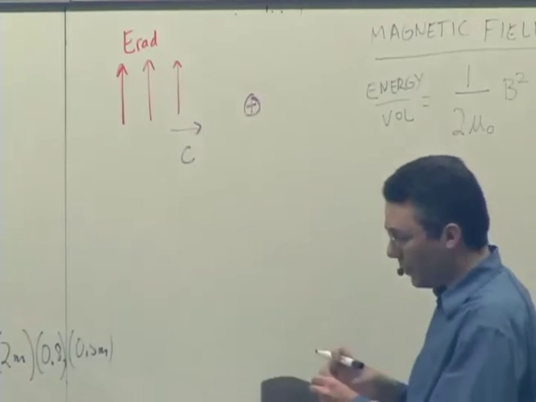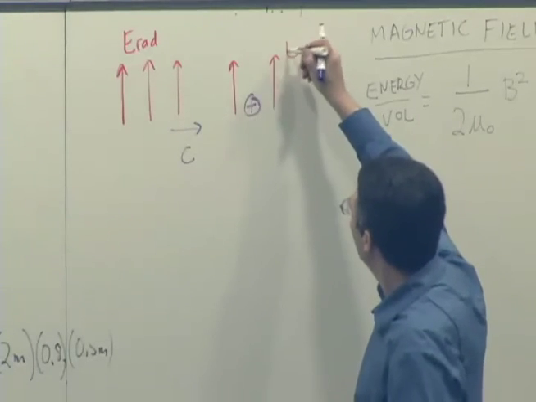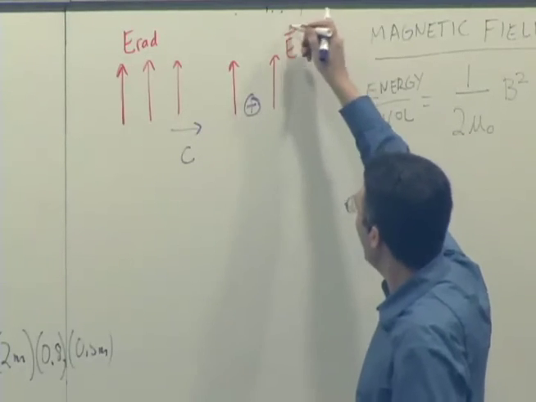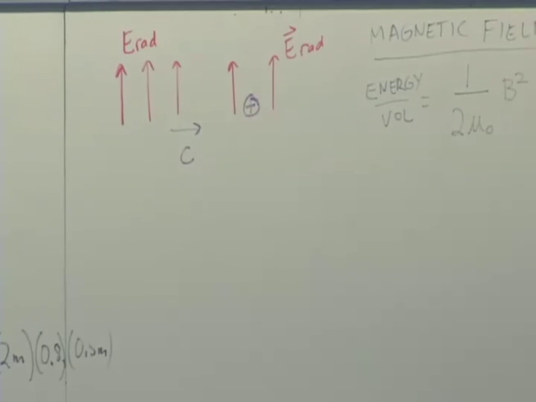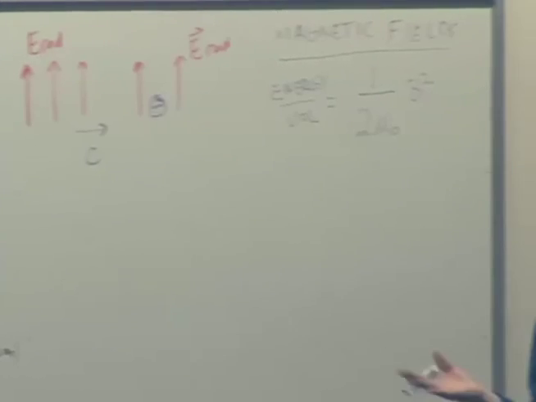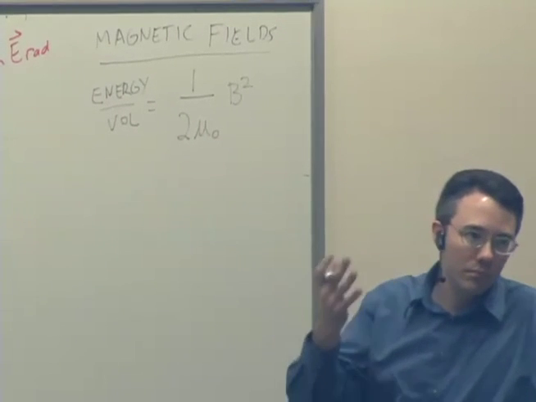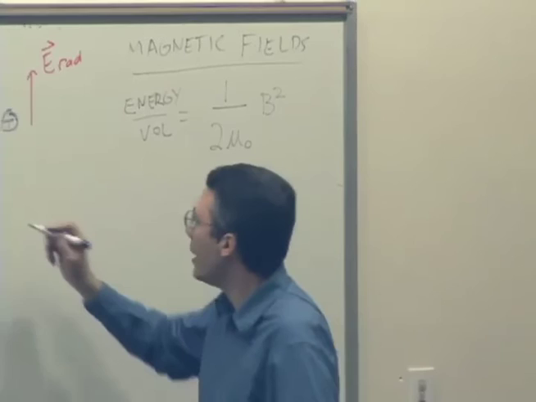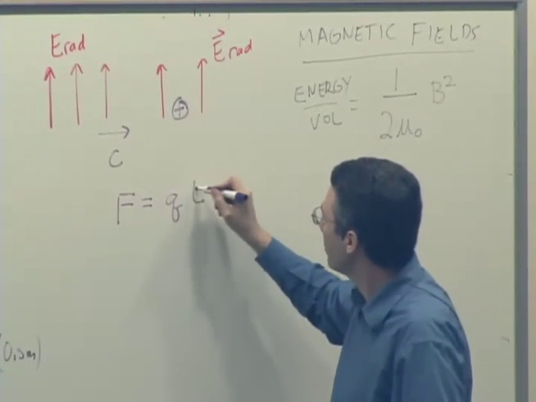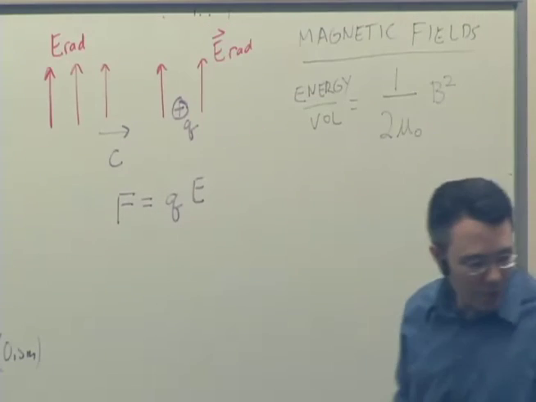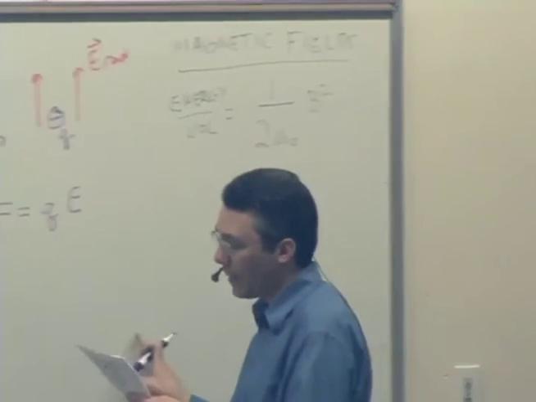And as this electric field comes in, eventually we're going to have a positive charge in the presence of an electric field upward. So what's going to happen to the positive charge? It's going to move, right? Because there is an electric force. There's a force acting on it, and the force is equal to QE. So the force is equal to Q times E.